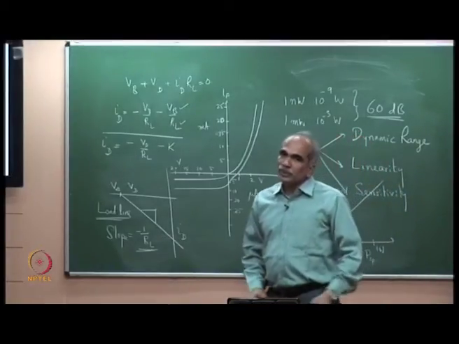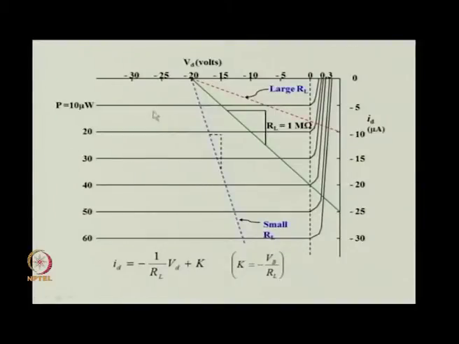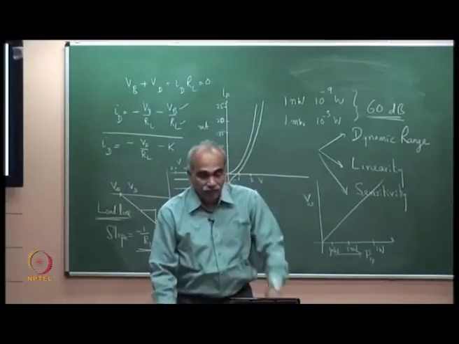What I want you to see is the following. So, here is the load line for a resistance of 1 mega ohm. If you increase the resistance to let us say 10 mega ohm, the slope will be 1 by RL. So, RL is larger, which means the slope is smaller. This is the graph. So, there is a dotted line which shows the load line for a higher resistance, and if the resistance is smaller, this will be the load line.